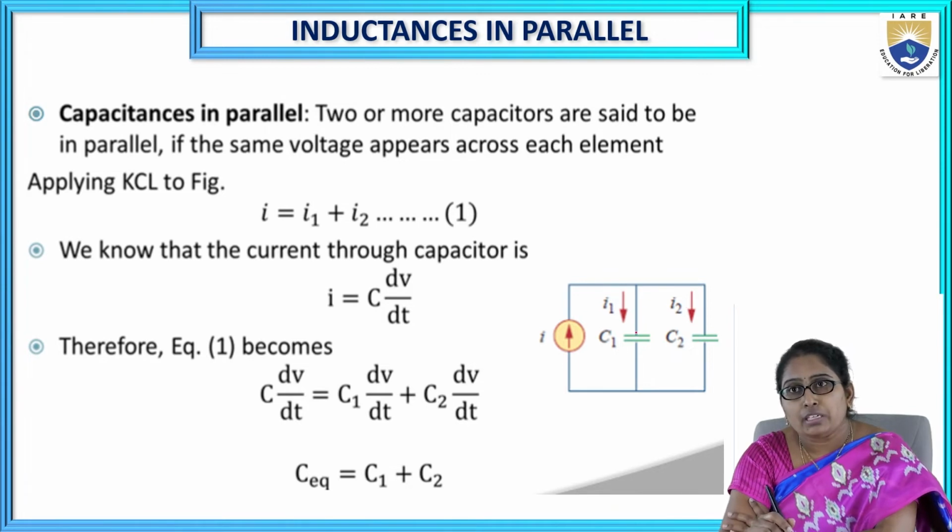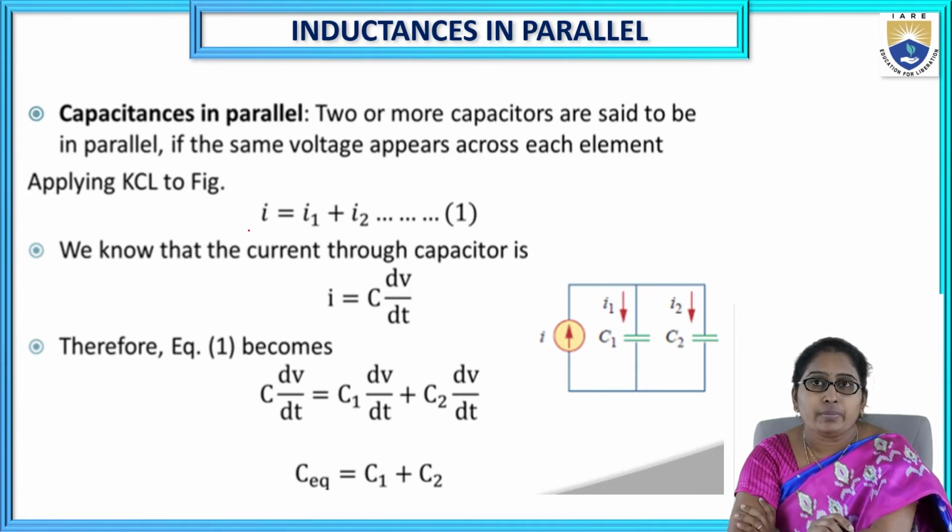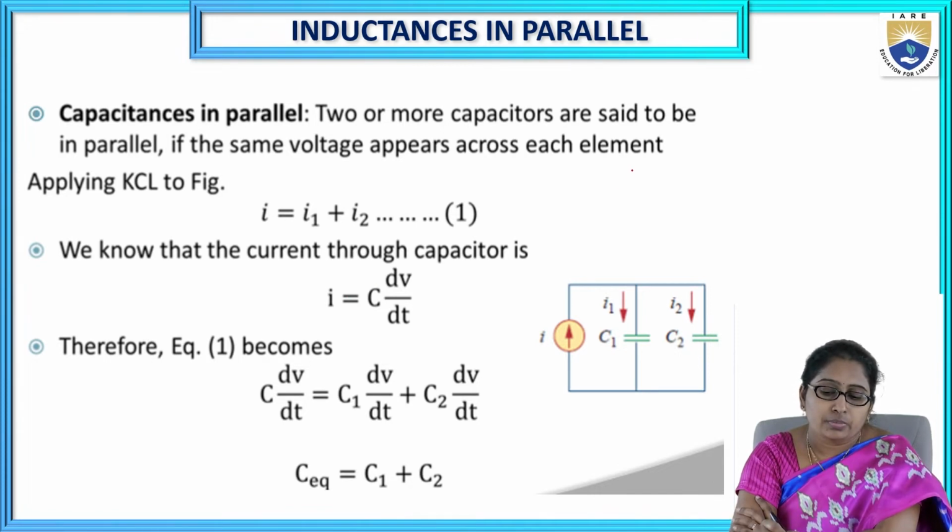C1 and C2 are connected in parallel across a current source, as shown. Whatever the source current, it is divided among the two capacitors as I1 and I2. Based on KCL, our total current I is given by I1 plus I2. Based on the voltage current relationship in the case of a capacitor, we know that V equals 1 by C integral of I dt. From this, current is written as C dV by dt.